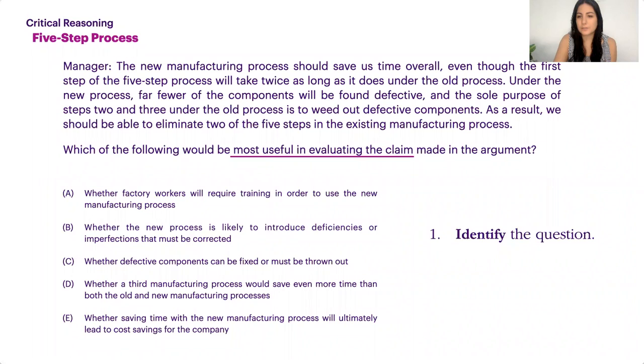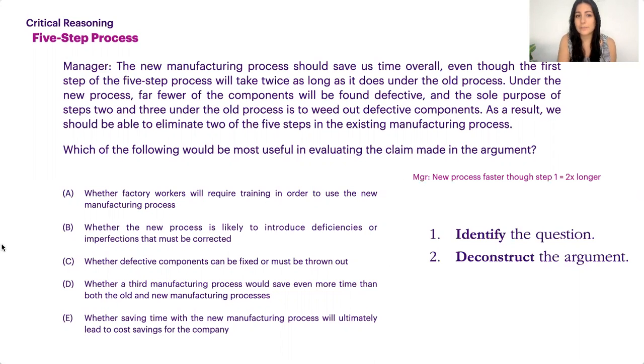So the next thing we're going to do is deconstruct the argument. We're just going to break it down so that we understand what's going on. When you see a name like this or a person and then a colon, that means that this is the person making the argument. So the manager is saying, the new manufacturing process should save us time overall, even though the first step of the 5-step process will take twice as long as it does under the old process. So the first idea is that we have this new process, and even though the first step takes longer, it's going to save us time.